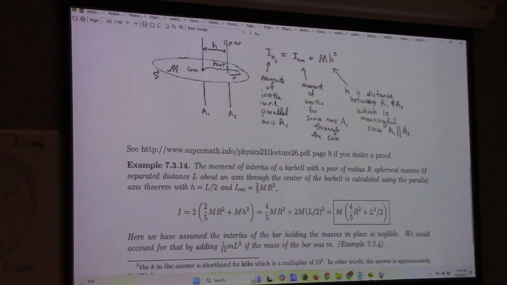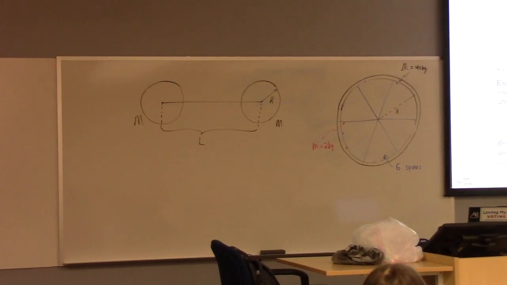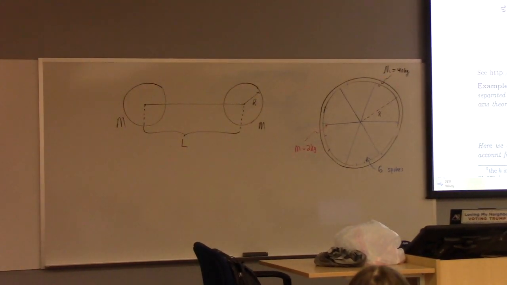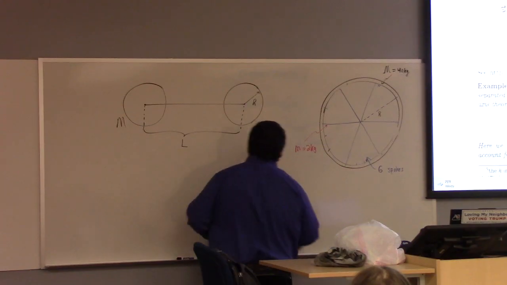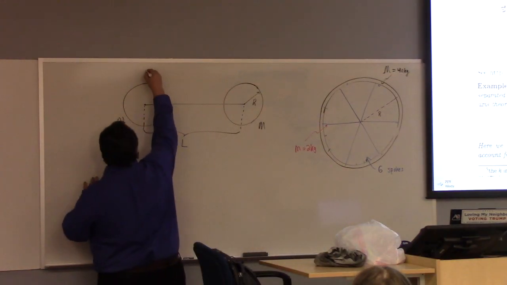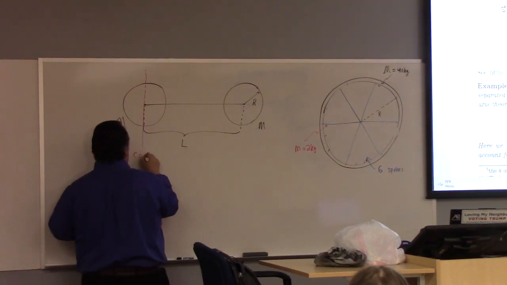If we didn't have any particular specs on the size of the spheres, then we'd be stuck with just treating them like point masses, right? But since we do, we can use the parallel axis theorem, you see? Because here's my center of mass axis, right?